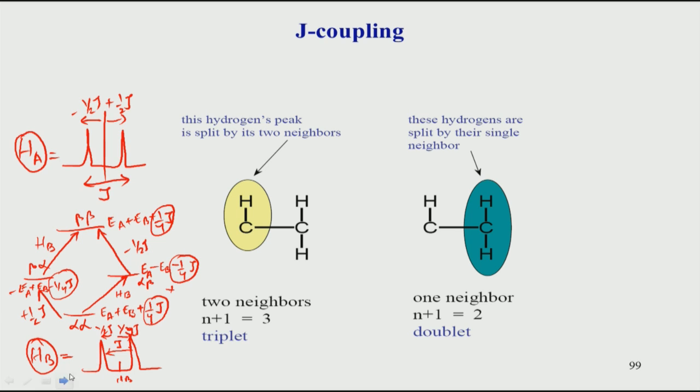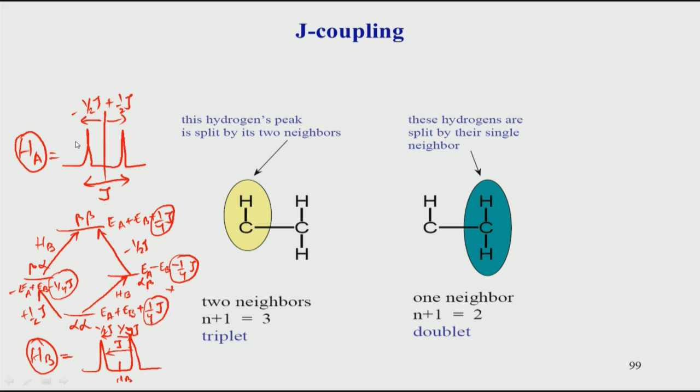Similarly, here in the case of H b, it has also got split into 2 and it has become a doublet. So, this is how a J coupling comes about. One important thing to understand is, you can see if H a splits H beta into 2 peaks, H beta is also splitting H alpha, H a, into 2 peaks. So, you can see that both the hydrogens split each other.